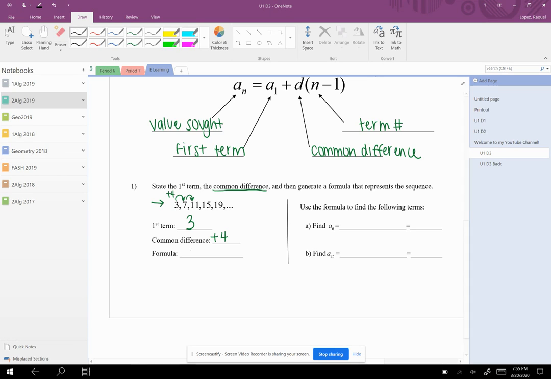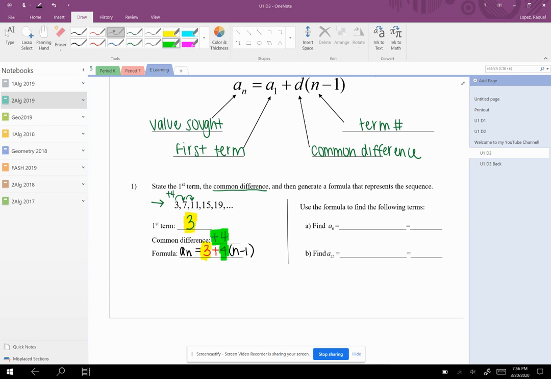Now from there, we're just going to go ahead and plug in the numbers where they belong. So our formula is going to be a sub n equals a sub 1. Now a sub 1 is 3, plus your common difference, which is 4, followed by n minus 1. Now just so that we're clear, I'm just replacing the values that we figured out into the appropriate place in our formula.